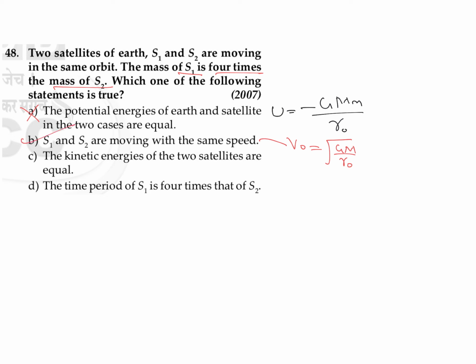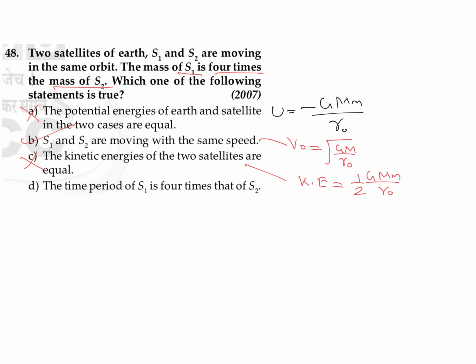Kinetic energies of the two satellites are equal. We know that kinetic energy also depends upon the mass of the satellite. The equation for kinetic energy is half into GMm divided by r naught, so it also depends upon the mass, which is not going to be the same.